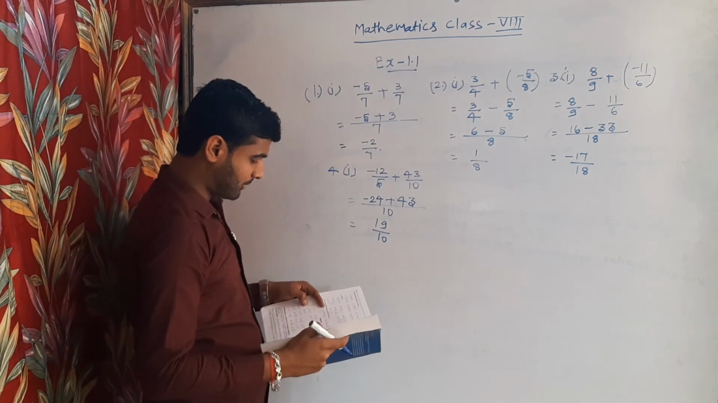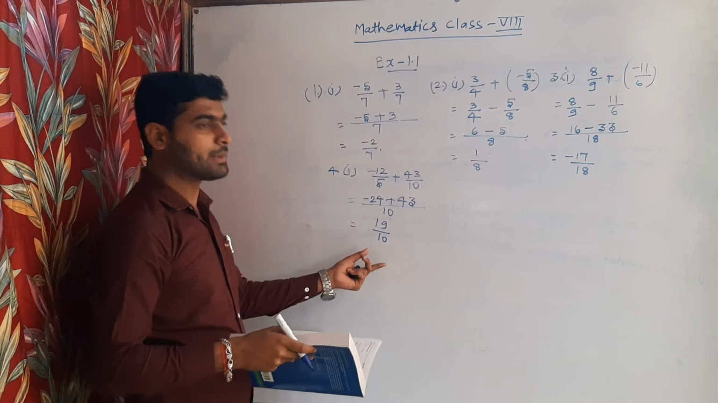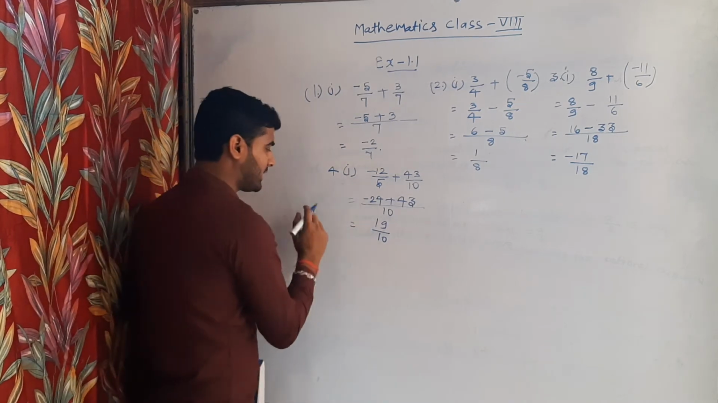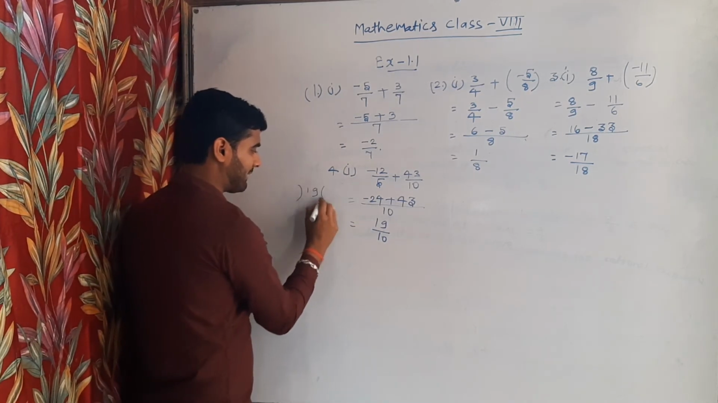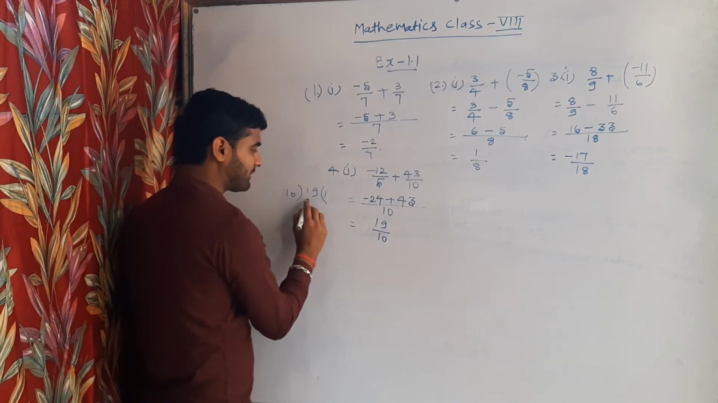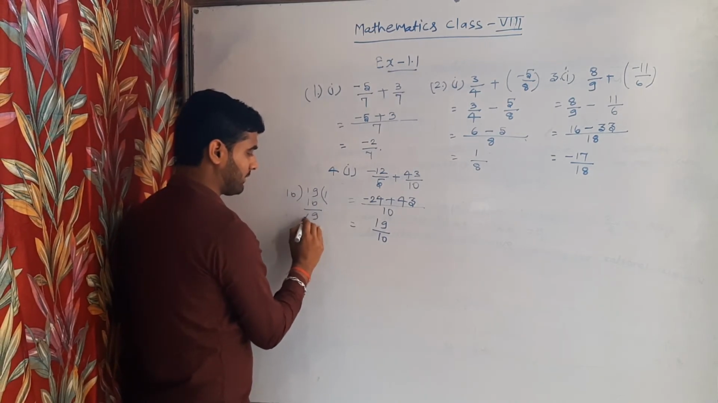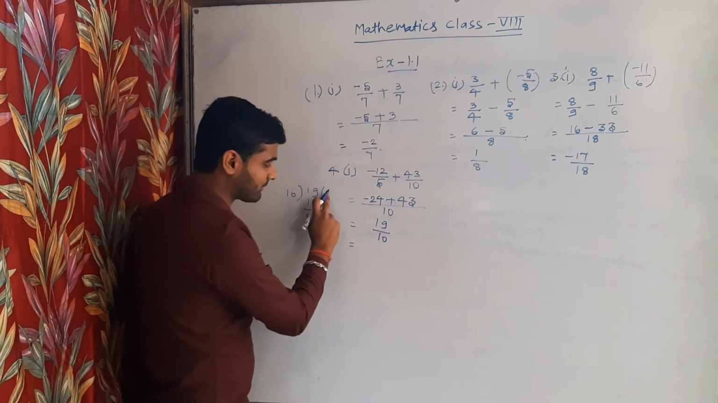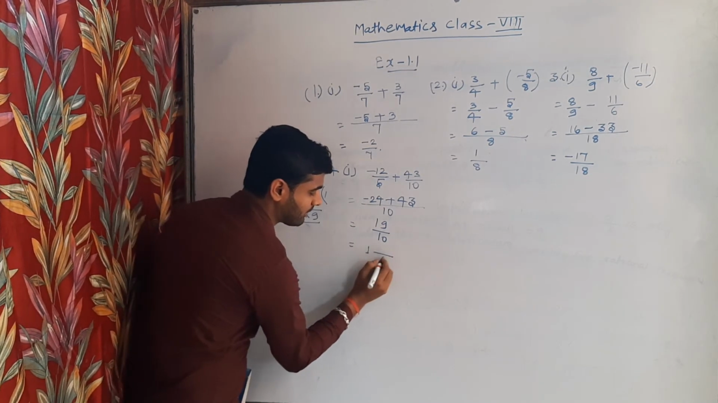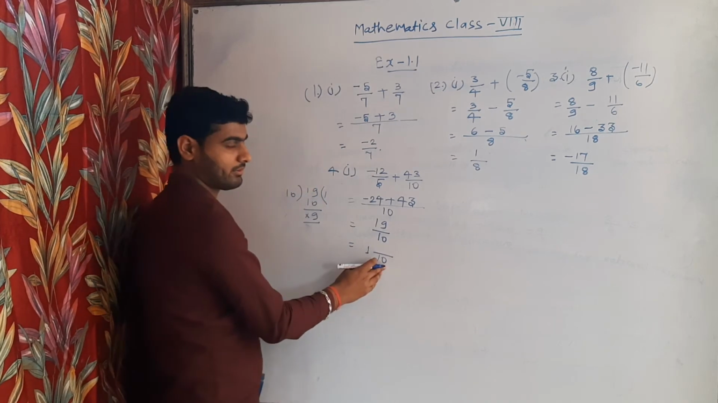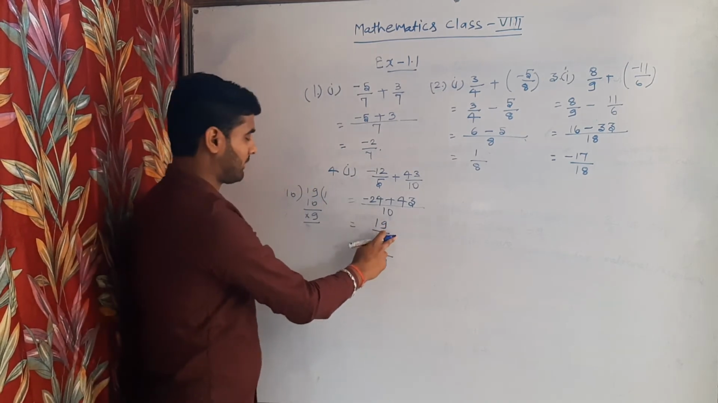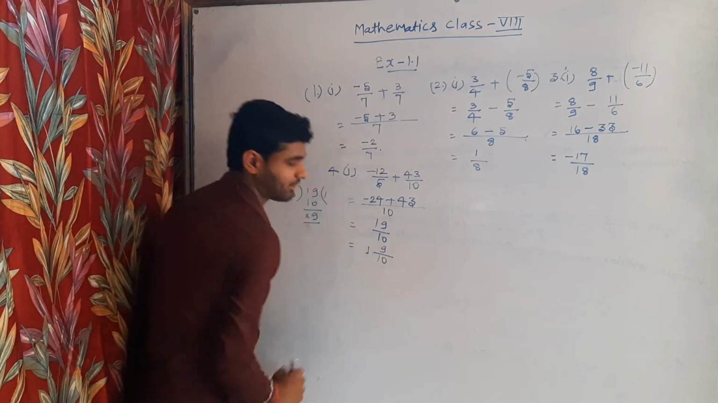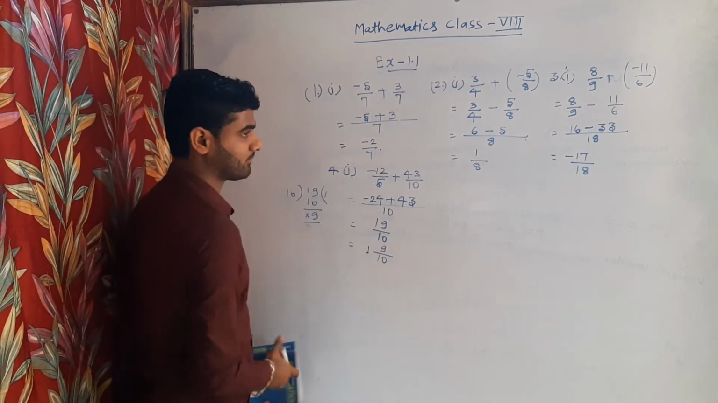Now we have to write the result as a mixed fraction. So we divide the numerator by the denominator. 10 ones are 10. Remainder is 9. So what the quotient becomes, we write here. The denominator is written the same, and what the remainder is, is written in the numerator. That is your answer.